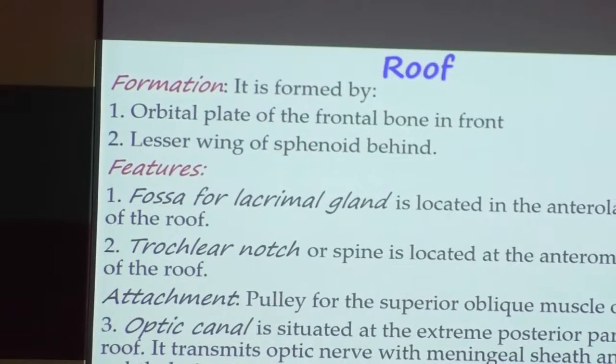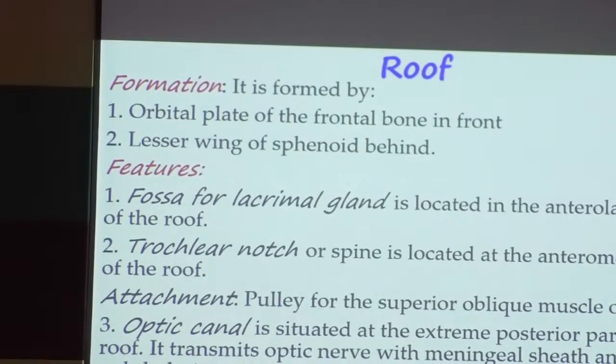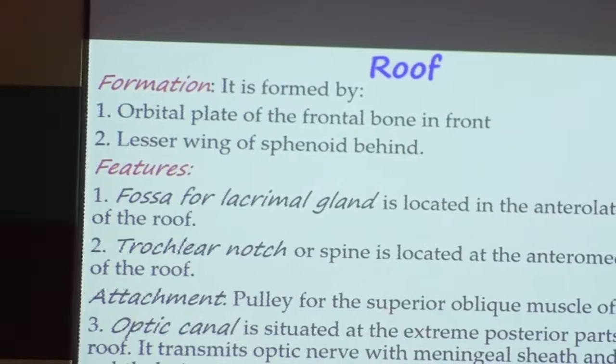Trochlear notch or spine is located at the anteromedial angle of the roof. It gives attachment to pulley for superior oblique muscle of the eyeball. Now, optic canal is situated at the extreme posterior part of the roof. It transmits optic nerve with meningeal sheath and ophthalmic artery.